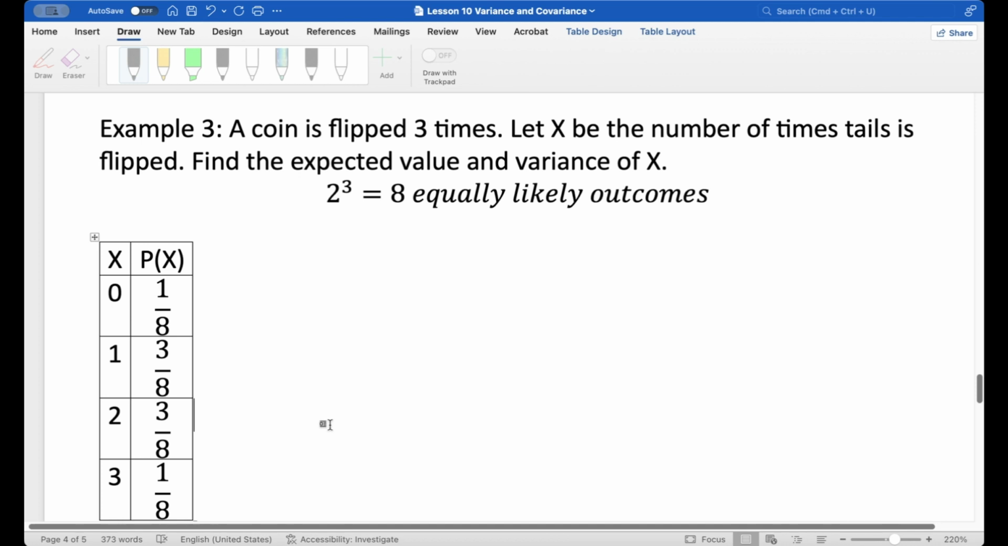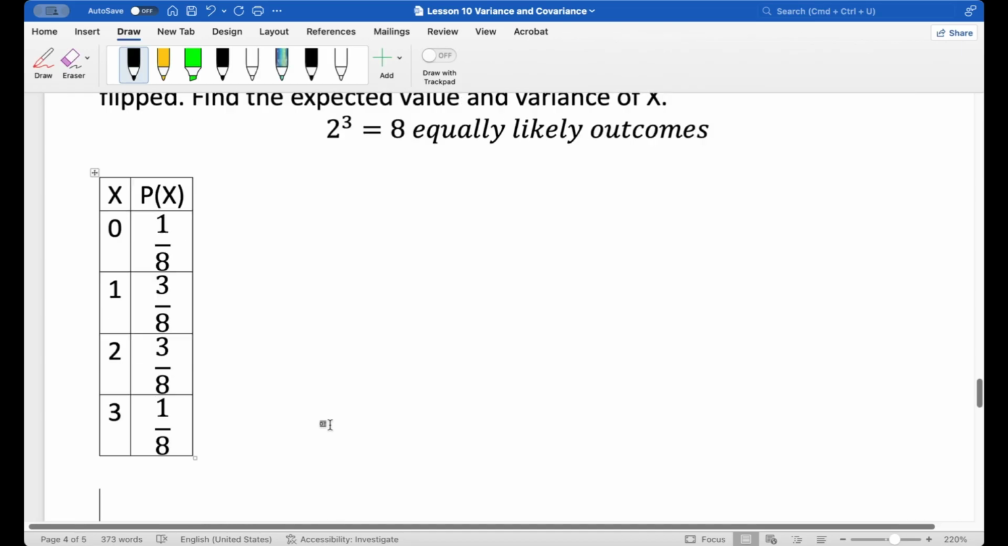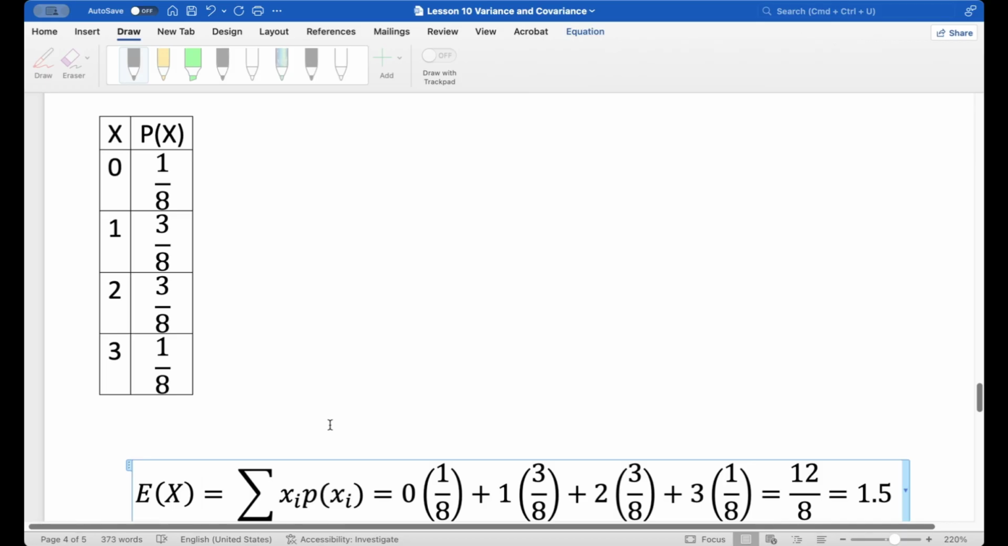So this is our probability distribution, and now we're going to calculate the expected value and variance. So the expected value, summation x times p of x, so it's each x value times the corresponding probability, 0 times 1/8, plus 1 times 3/8, plus 2 times 3/8, plus 3 times 1/8. And that comes out to 12/8, or 1.5, which should make sense. If you're flipping a fair coin 3 times, you would expect on average to get half heads and half tails. So that's where the 1.5 comes from.